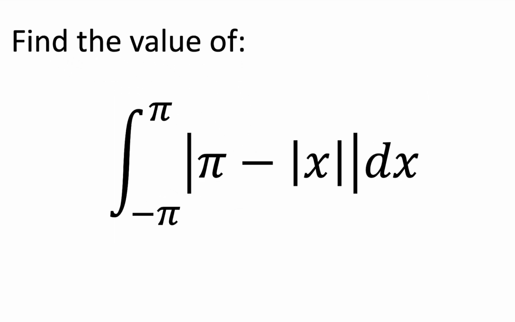Hi everyone, here's our math problem for today. We are asked to find the value of the definite integral from negative pi up to pi of the absolute value of pi minus the absolute value of x.